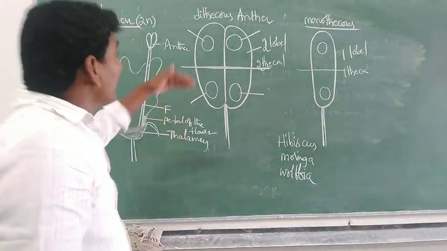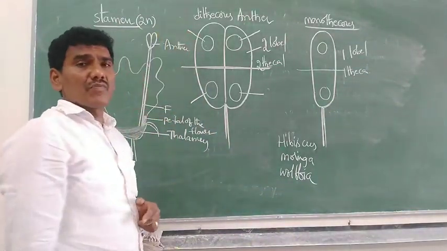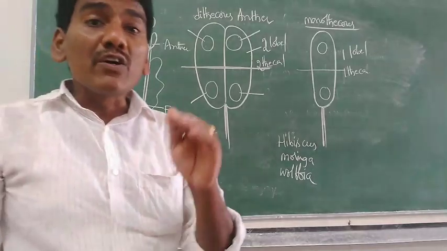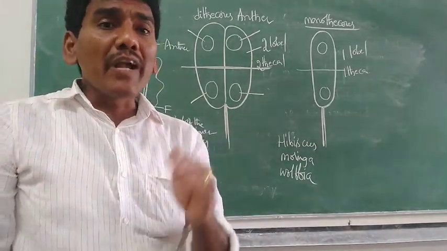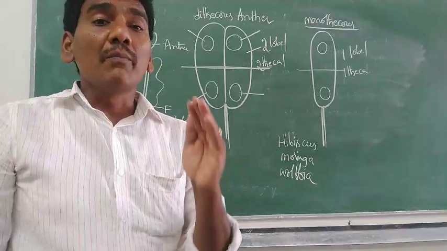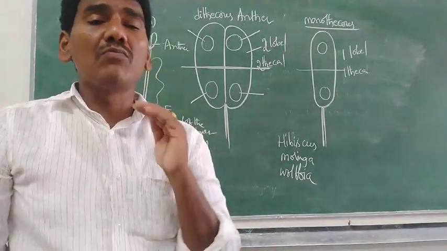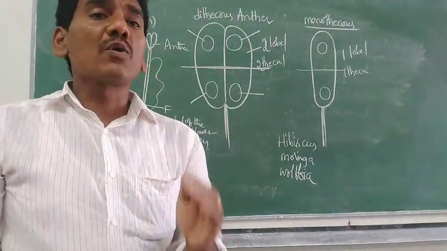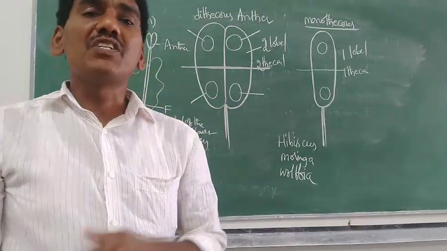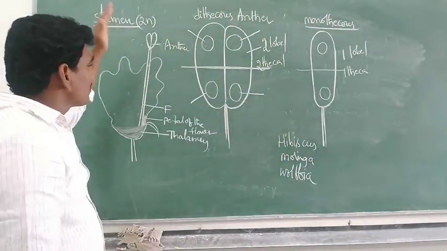Later, inside the microsporangium, many microspore mother cells are present. The microspore mother cells undergo meiosis to form microspores or pollen grains. This is about the stamen.